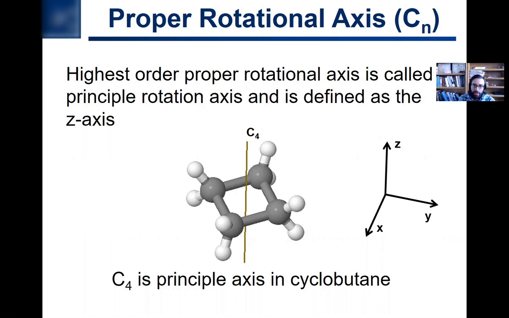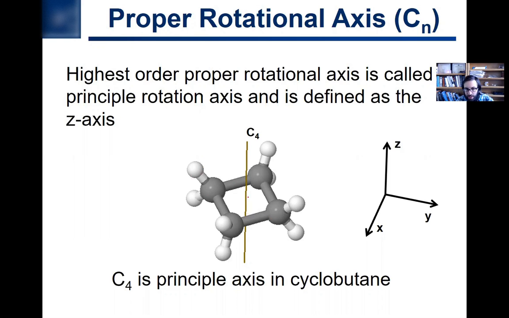So in cyclobutane, this is a C4. C4 is 90 degrees, so that would take this carbon to that carbon, this carbon to that carbon, this hydrogen to that hydrogen, etc. But this molecule in the exact same spot also has a C2. You could do 180 degrees, take this carbon, flip it all the way to here, and this carbon would flip to there. So this molecule has some C2s and it has a C4, but because 4 is greater than 2, it's the highest one. We call this the principal rotation axis.